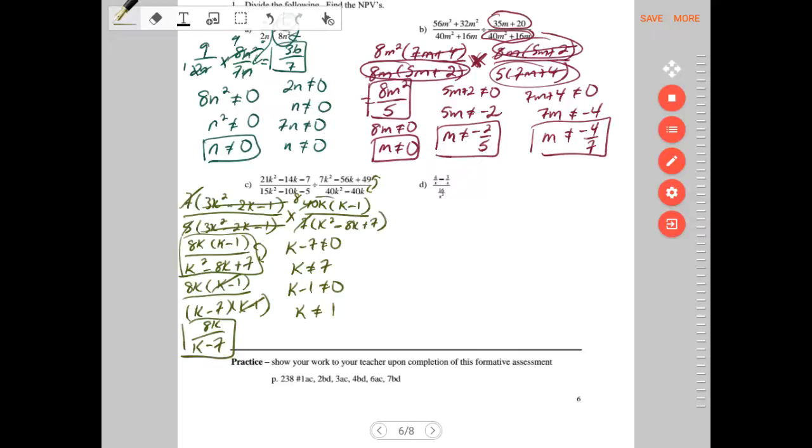Oh, right. This guy used to be in the denominator. So 40k cannot be 0. So k cannot equal 0. Okay. Because we divide both sides by 40. All right. Looking good. I think that's it now for denominators. Now this guy here, 3k squared minus 2k minus 1, you can't factor, so you don't have to worry about it for its NPVs. So there you go.